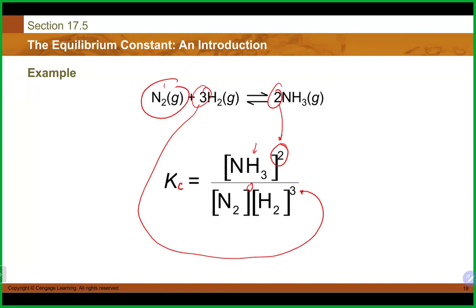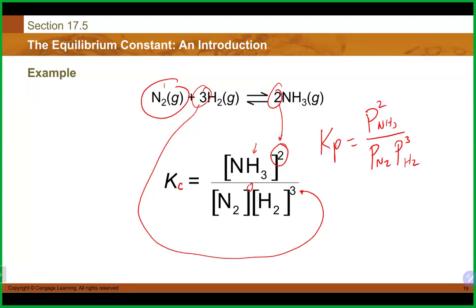This is also, as you can see here, gases. So as I mentioned before, you could write a Kp expression for this, which would be the partial pressure squared of NH3 divided by the partial pressure of N2, partial pressure cubed of H2. And again, here you would use pressures.